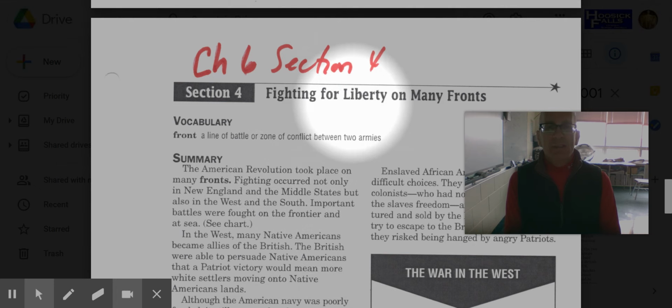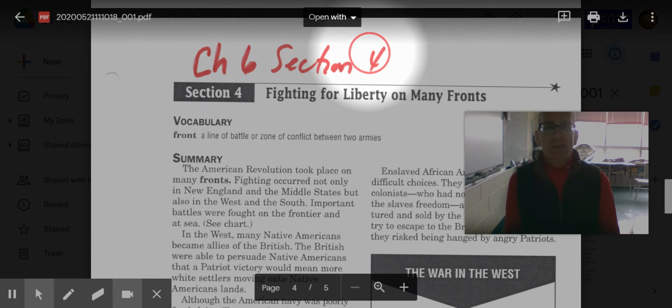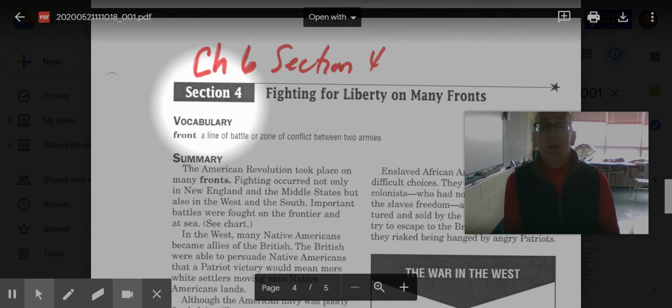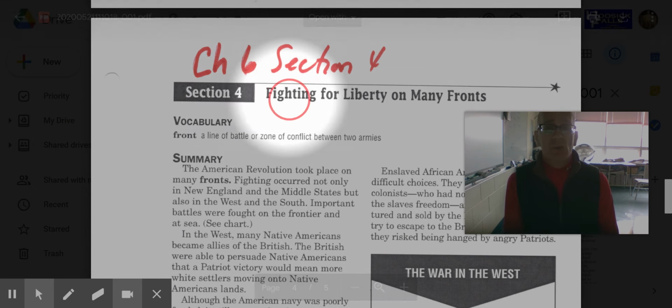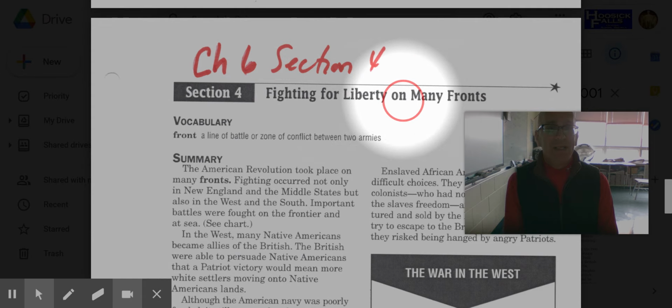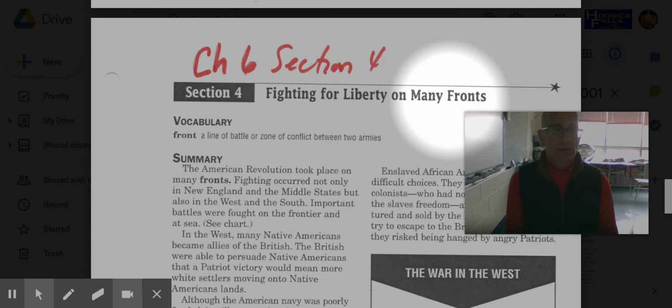Hey guys, we're talking today about Chapter 6, Section 4, continuing on with our discussion of the American Revolution. We are looking at Chapter 6, Section 4, which is titled Fighting for Liberty on Many Fronts. Many fronts. Let's take a look at that word front.